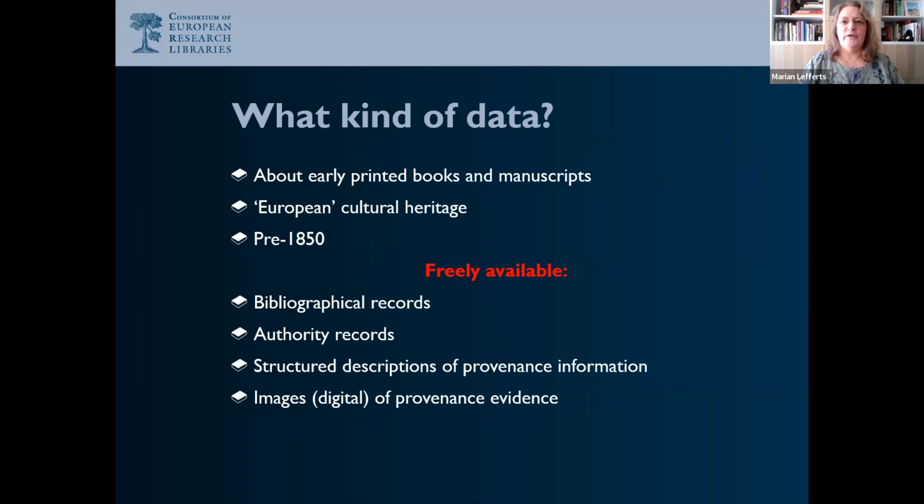So if CERL is a network of data, a hub for data, then what kind of data are we talking about? All our data relates to early printed books and manuscripts. And all of it relates to European cultural heritage, although we take that quite liberally. And all of it is pre-1850. The data that we have is freely available. And in that case, we're talking about bibliographical records, authority records, thesaurus type records, structured descriptions of provenance information, and images, digital images of provenance evidence.